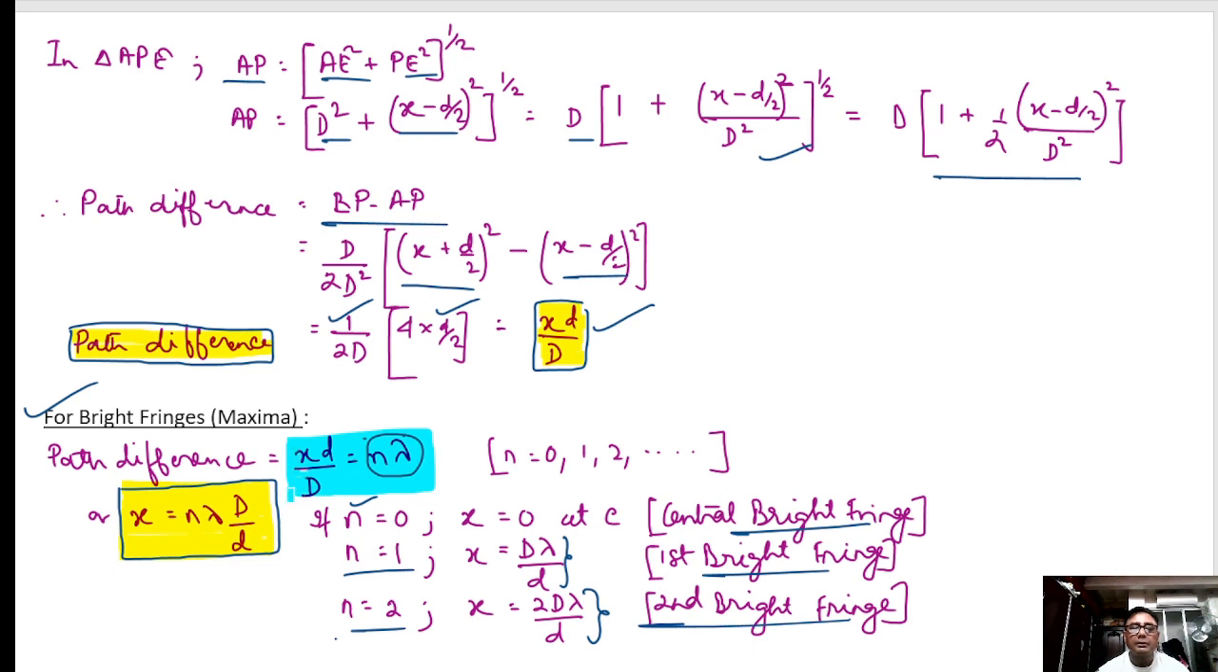Please keep in mind. Okay, so from there we are getting the position of the different bright fringes. First bright fringe will be n equal to 0. Second bright fringe will be formed at this distance, putting n equal to 1. This is the first bright fringe, second bright fringe, and at the center we will get the bright fringe.